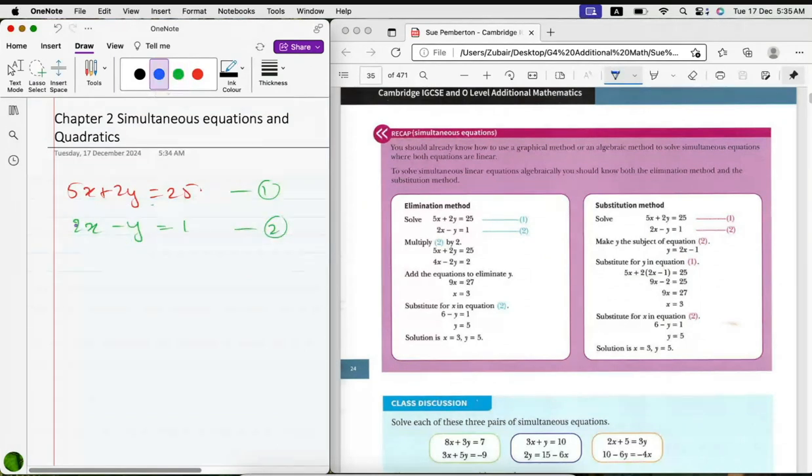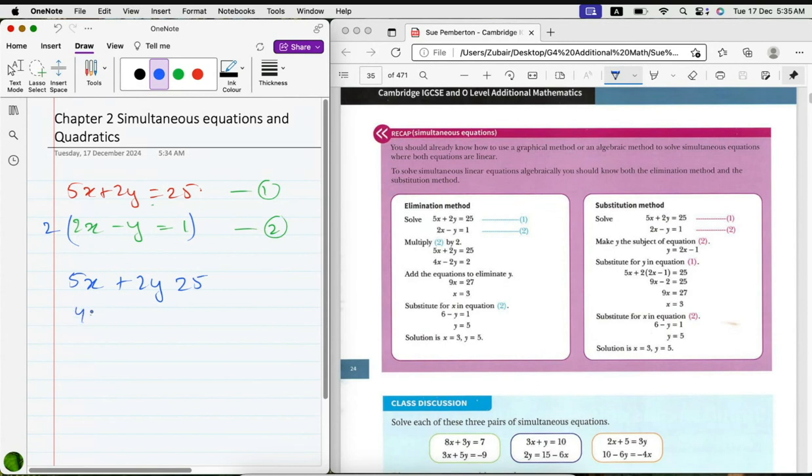I can see if I just multiply the second one with 2, I can get rid of y. So that's 5x plus 2y equals 25, and 4x minus 2y is equal to 2. We add them, get rid of y, and this is 9x. On the other side, I'm getting 27. x is equal to 27 by 9, and x is equal to 3.